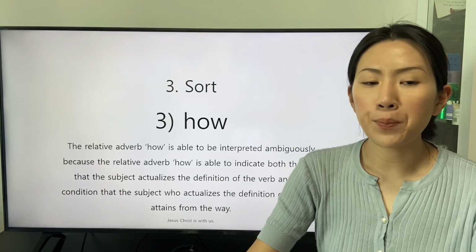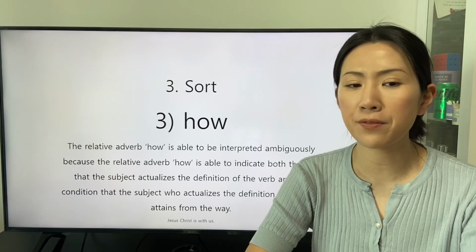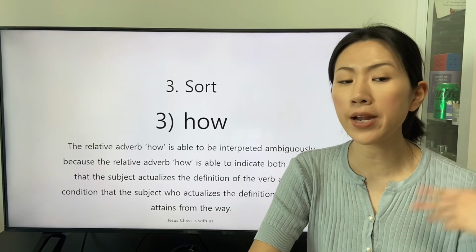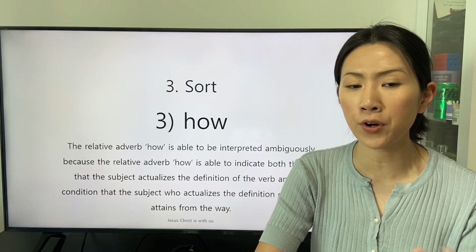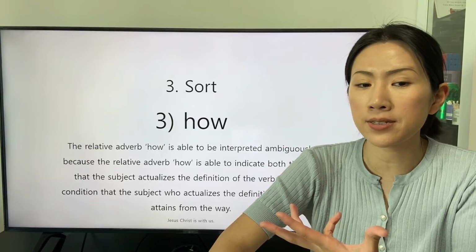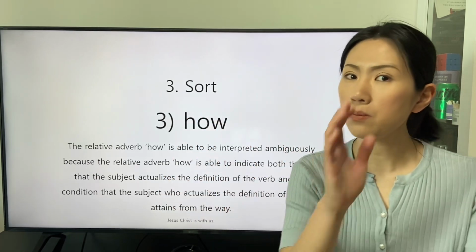The relative adverb how is able to be interpreted ambiguously because it is able to indicate both the way that the speaker actualizes the definition of the verb and the condition that the subject who actualizes the definition of the verb attains from the way.